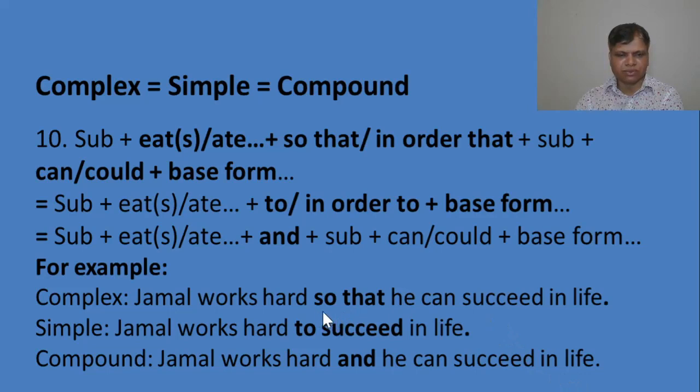So that is a complex sentence. So that is a subordinating conjunction, that's why it is a complex sentence. So instead of so that, we have to use to, base form and rest of the sentence. If you want to make it a compound sentence, instead of so that, we have to use and to make it a compound sentence.